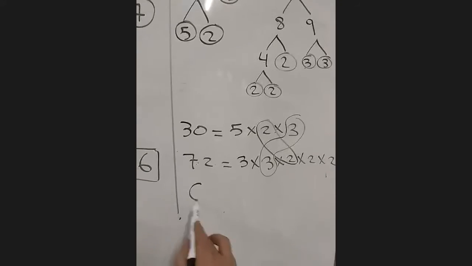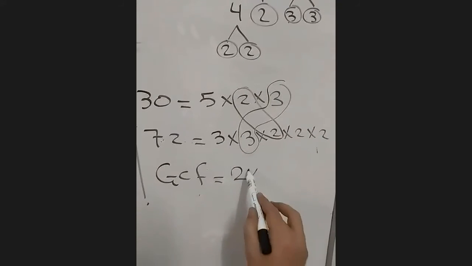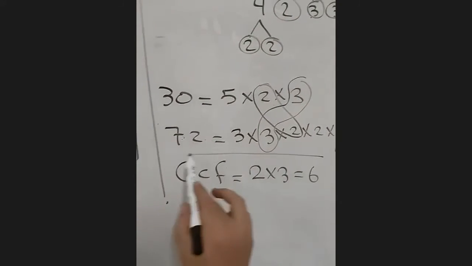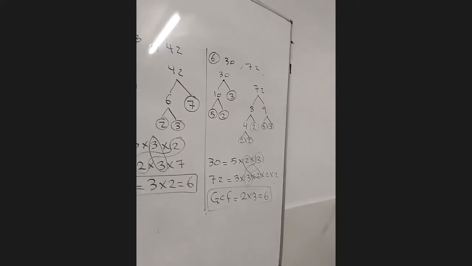So what's the GCF? 3 multiply 2, which is 6. Excellent. Thank you. This is question 6, guys.